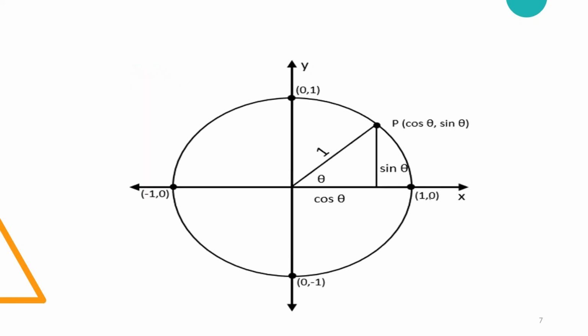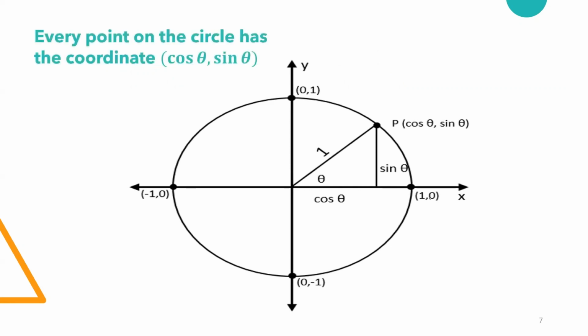So this circle describes a unit circle. Every point on the circle has the coordinates cos theta, sine theta. So here the x coordinate is cos theta and the y coordinate is sine theta.